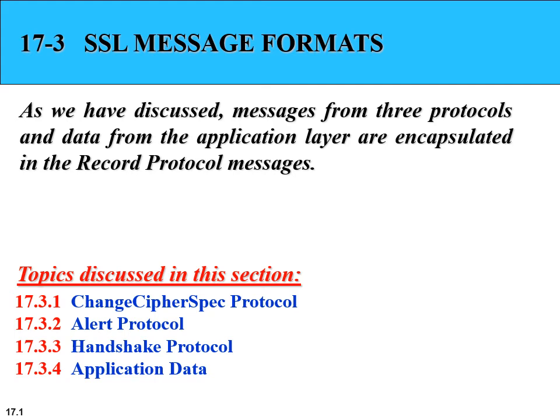So let's start the next topic, that is SSL message formats. As we have discussed, messages from the three protocols and data from the application layer are encapsulated in the record protocol messages. Basically, the record protocol message encapsulates messages from four different sources at the sender side, and at the receiver side the record protocol decapsulates the messages and delivers them to different destinations.